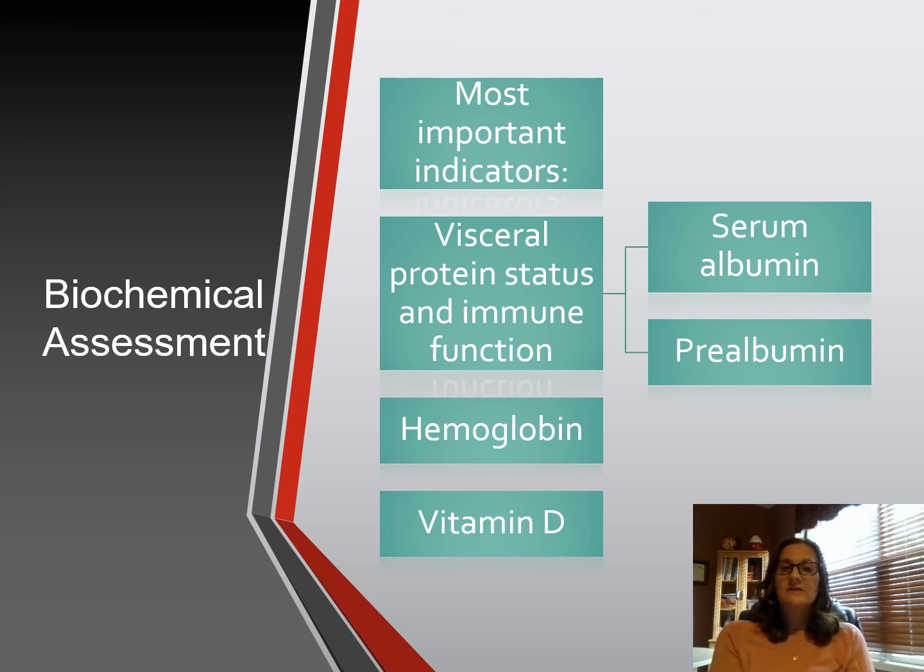The first one is visceral protein stores, and that is further broken down into serum albumin and prealbumin. So visceral protein stores is basically how the nutrition therapy is being used. Is it adequate? Is it inadequate? And visceral protein stores is also a function of immunity. We also look at hemoglobin and vitamin D, which we'll go into a little bit more detail on the next slide.